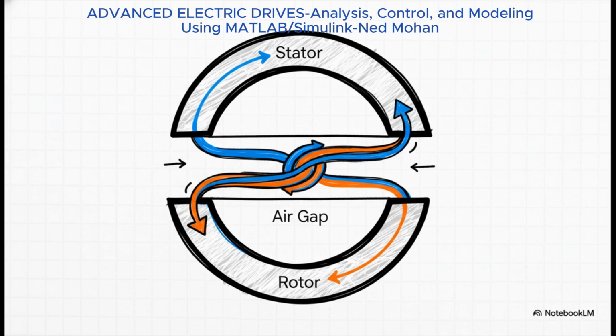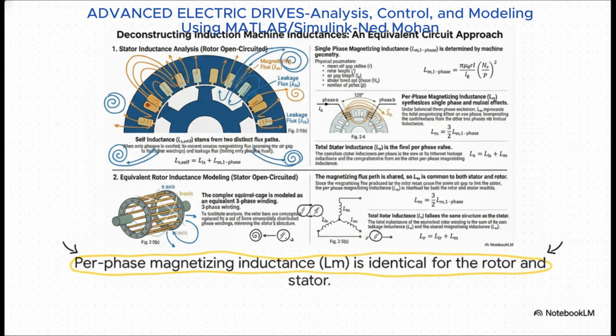That path is shared, and this simple physical fact has a huge implication for our circuit model. And here's that implication. Because the path is the same, the per-phase magnetizing inductance, Lm, is absolutely identical for both the rotor and the stator. We use the exact same value. This symmetry is the magic key that lets us create one unified model.